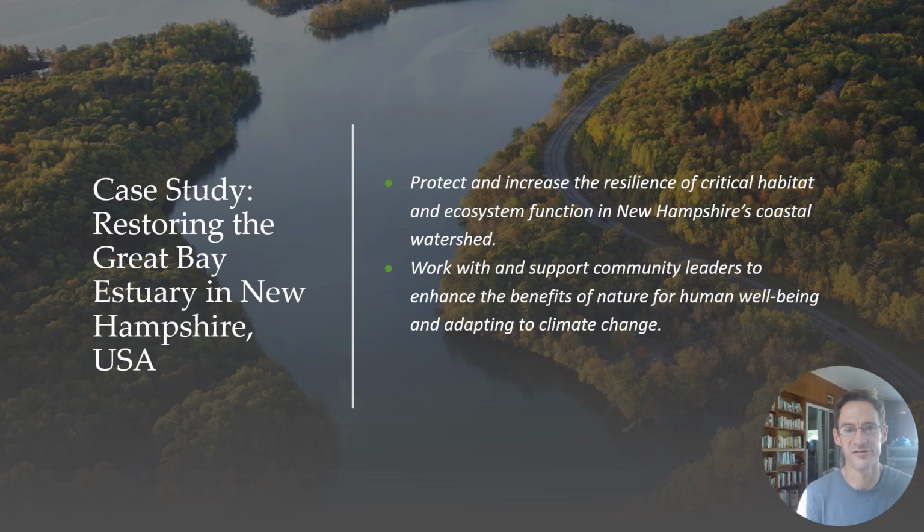In terms of the goals of the team as they look to restore the Great Bay Estuary, it really is around protecting and increasing the resilience of critical habitat and ecosystem function in New Hampshire's coastal watersheds. Great Bay Estuary is a key part of the overall coastal watershed. It's also focused on working with and supporting community leaders to enhance the benefits of nature for human well-being and adapting to climate change. As you think about the 17 metrics that make up our 2030 goals, you'll be able to see that this strategy has clear alignment in helping to contribute towards those goals.